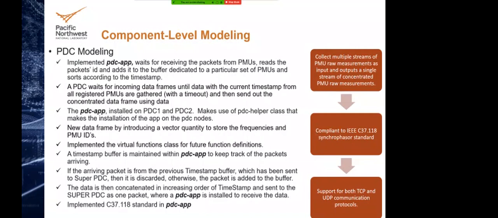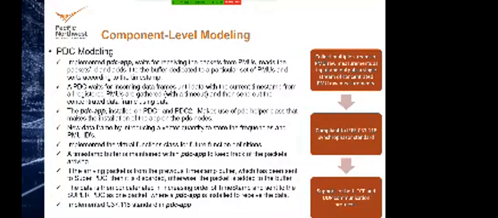As a basic implementation, we have created basic features, like a time buffer. It receives all the PMU data configured for a particular PDC and waits for that time buffer. If an arriving packet is from a previous timestamp buffer which has already been sent to the super PDC, it is discarded. Otherwise, the packet is added to the buffer. Once the data is there, it is concentrated in increasing order of timestamp and sent to the super PDC as one packet. The super PDC is installed to receive the data. All this we have implemented following the synchrophasor standards.